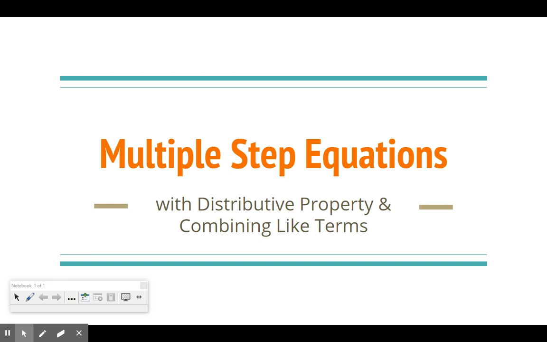So we have already done two-step equations, right, where we only have two steps. We either add or subtract something over to the other side, and then we either multiply or divide that last step. Today, we're going to talk about what happens when other situations show up, like the distributive property and combining like terms, because then we end up with multiple steps to solving for our variables.